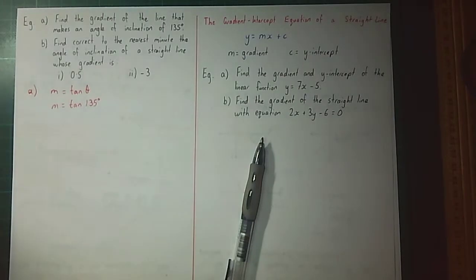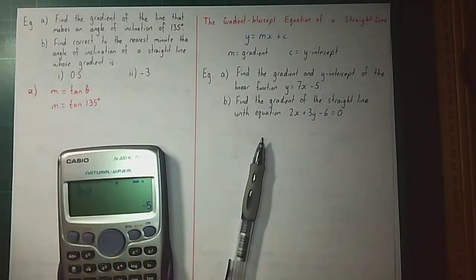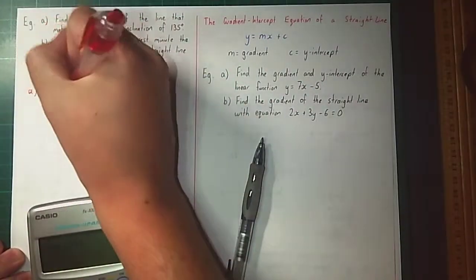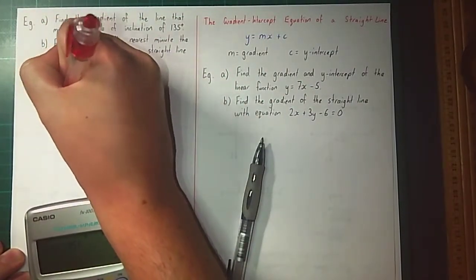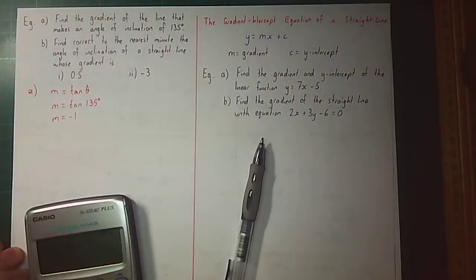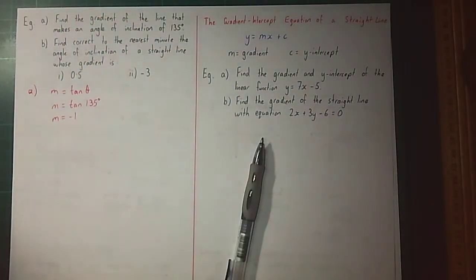All we need to do is pop that into our calculator. It'll spit out an answer for us, and we know our gradient. So the gradient for this line is m equal to -1. Nice and easy. Without that angle of inclination idea that m is equal to tan theta, we couldn't do that with just the angle. We would have to figure out something a bit more.